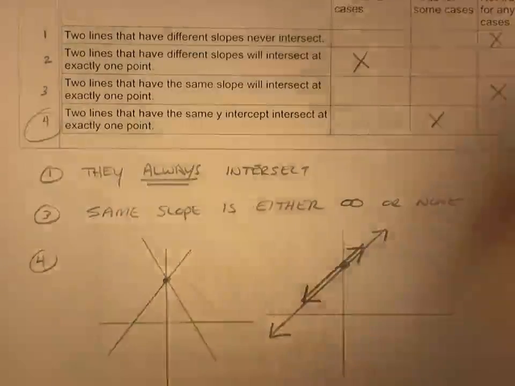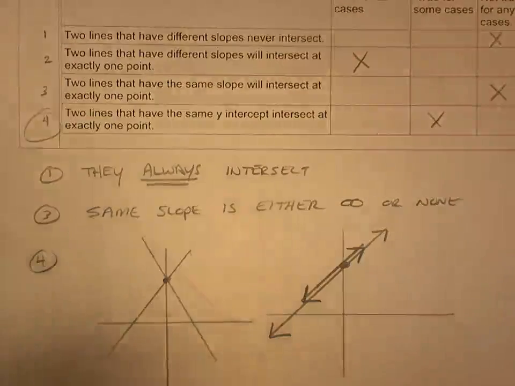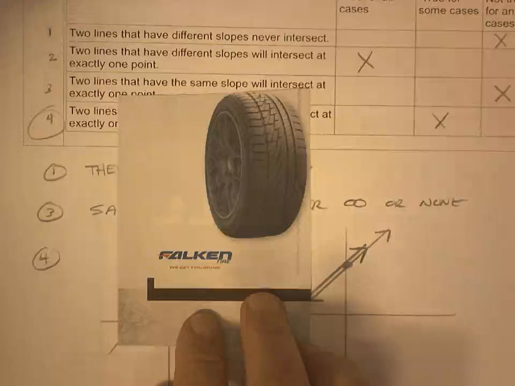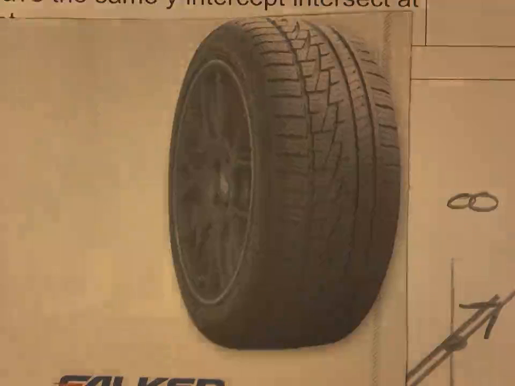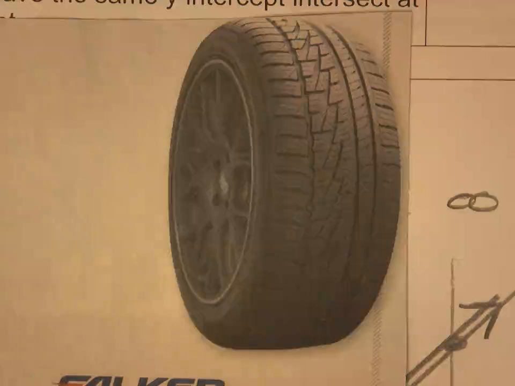Oh, and now for the real bonus, this is number 13. Are you ready? This is the real bonus. The word for number 13 is tire. Bonus word number 13, tire.